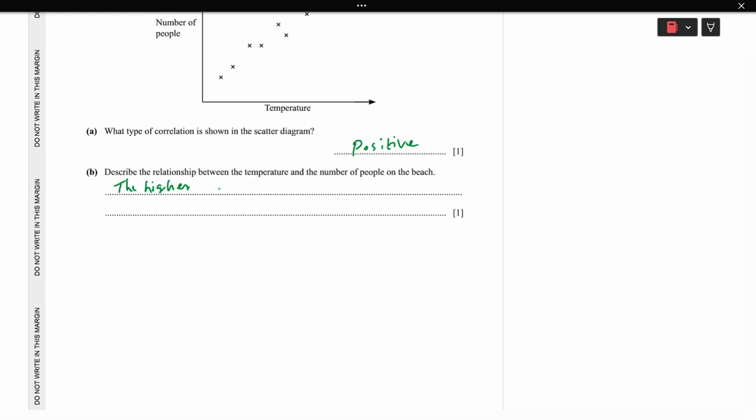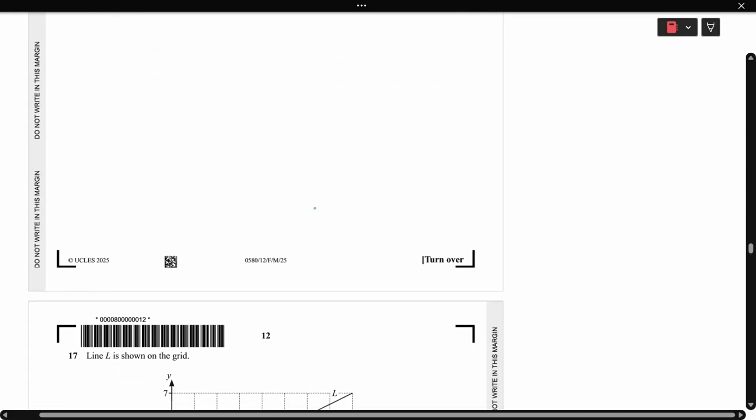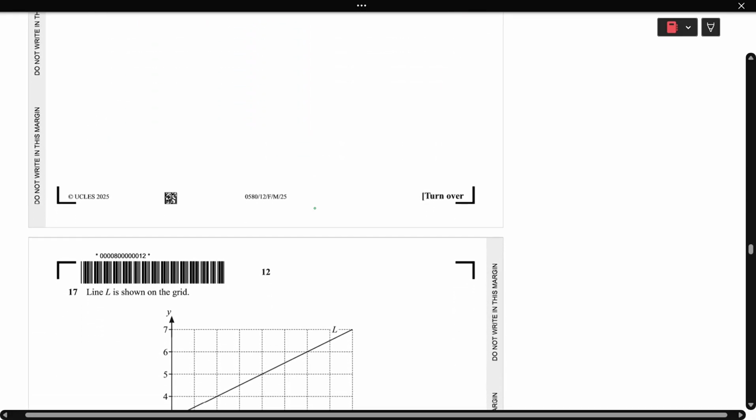The higher the temperature, the higher the number of people. So when the people increase, the temperature also is increased.